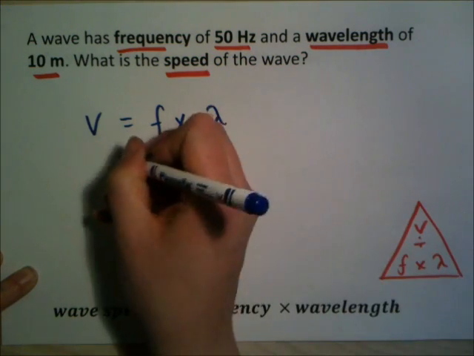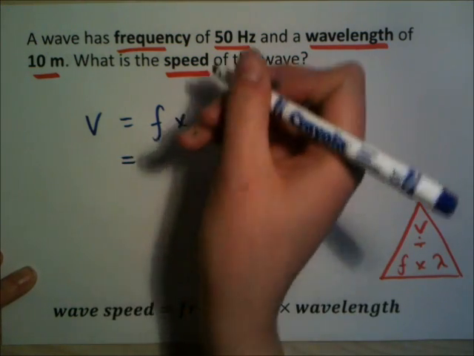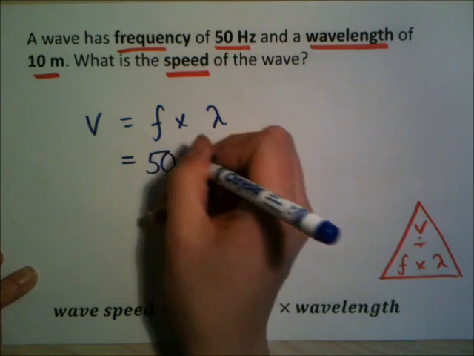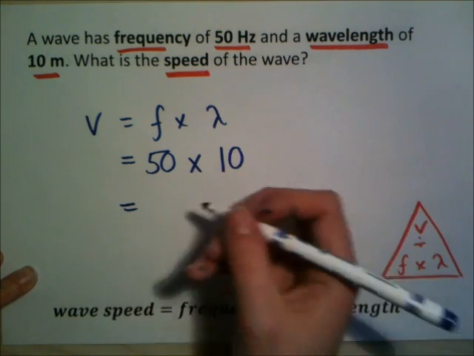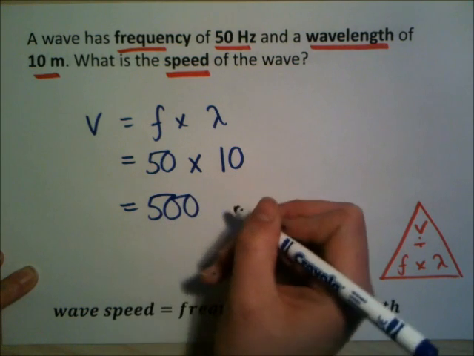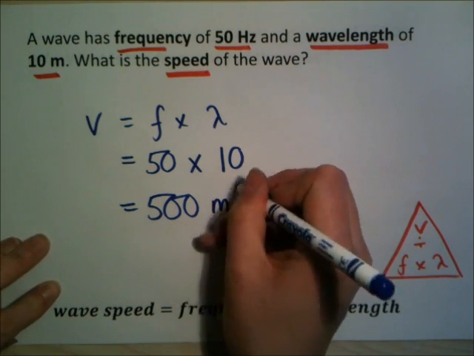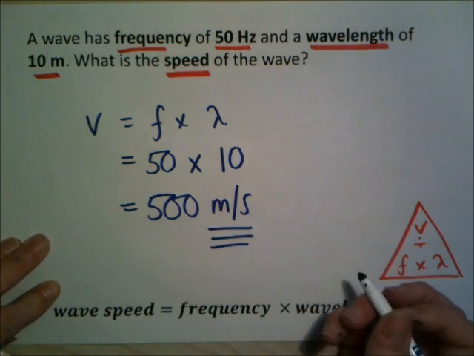And then I'm going to sub in those numbers. So V equals frequency, which is 50, times lambda, which is 10. So V is just equal to 50 times 10, which is 500. And I must remember my units, so meters per second. This is really, really important, those units.